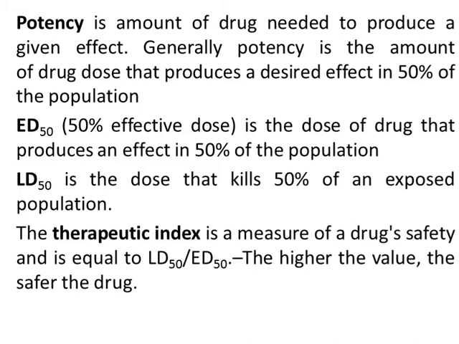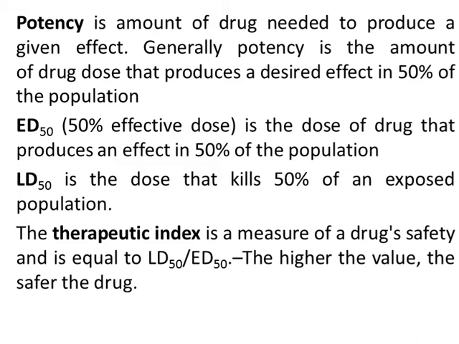So if a drug is producing a high response with a small concentration, we say the drug is highly potent because it has higher potential. So a small concentration is giving a huge response, right? So potency is the amount of drug that is needed to produce a given response. Normally, potency is the amount of drug dose that produces the desired effect in 50% of the population.